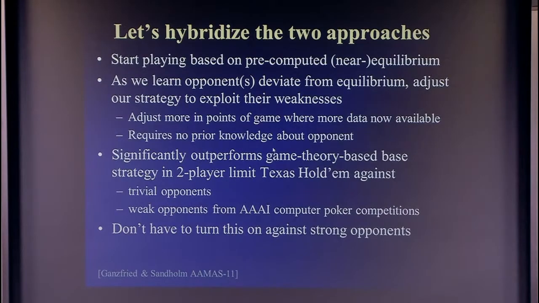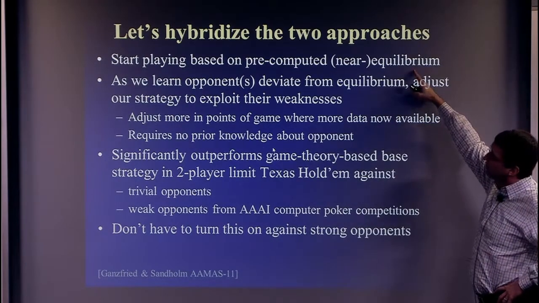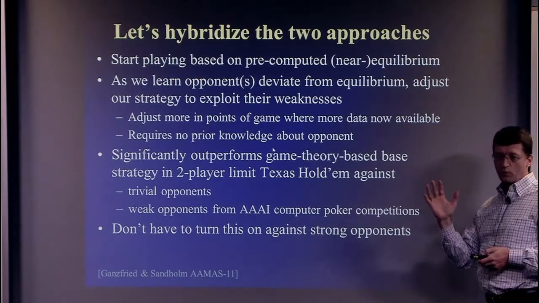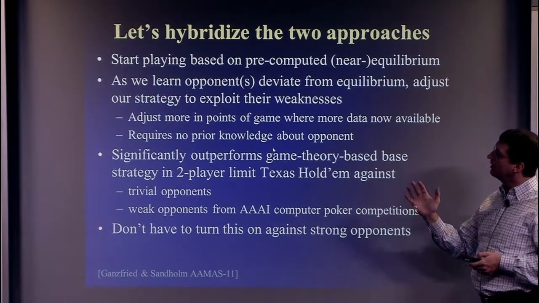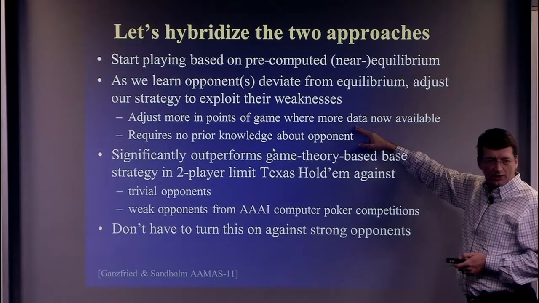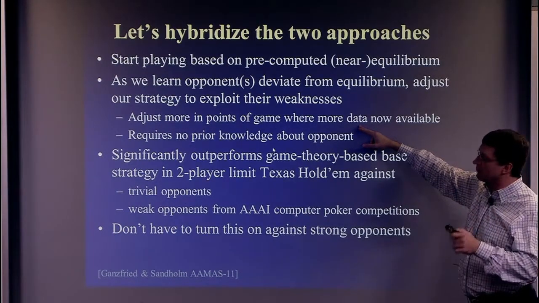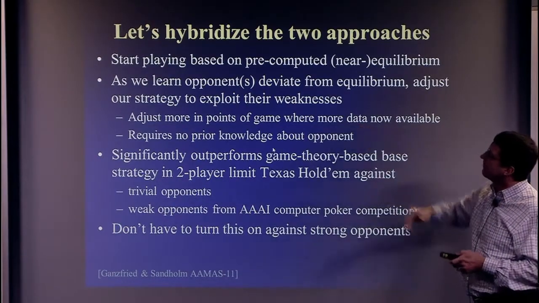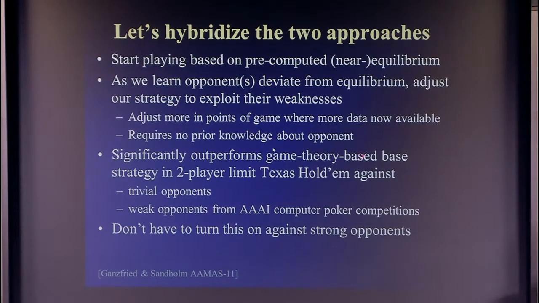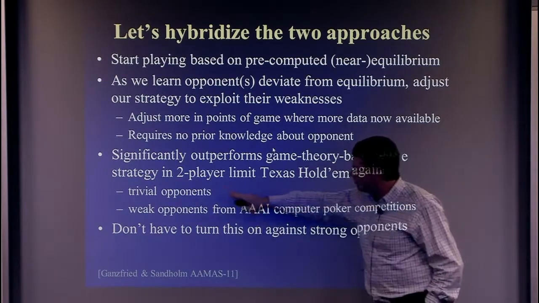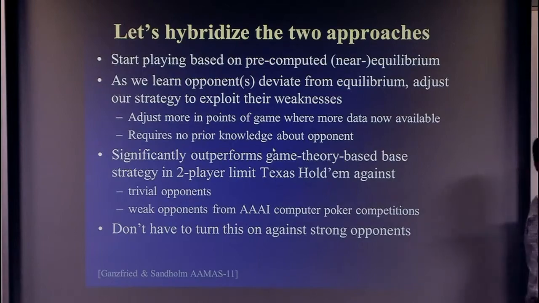So the idea here is to hybridize the two approaches. We start playing a pre-computed near equilibrium with the techniques we talked about. Then as we learn that the opponent or opponents deviate from the equilibrium, we start to adjust the strategy to exploit them, but starting from the equilibrium instead of jumping to the best response. This requires no prior knowledge about the opponent. It significantly outperforms the game theory based base strategy in two-player limit Texas Hold'em against trivial opponents and weak opponents that some groups submitted to the competition.